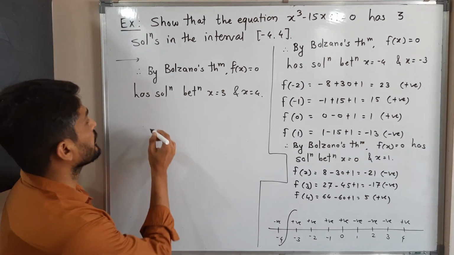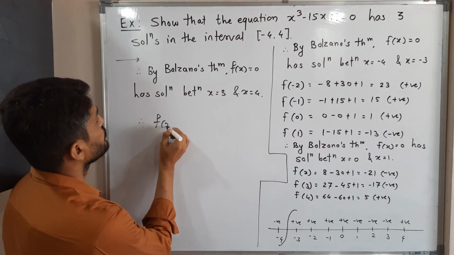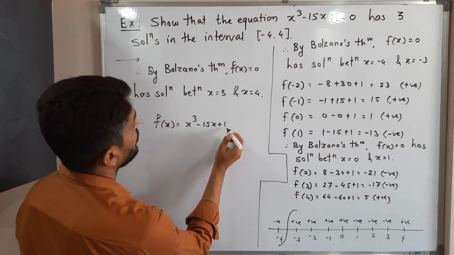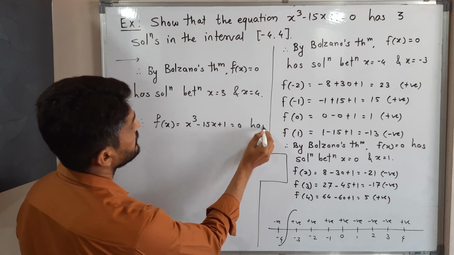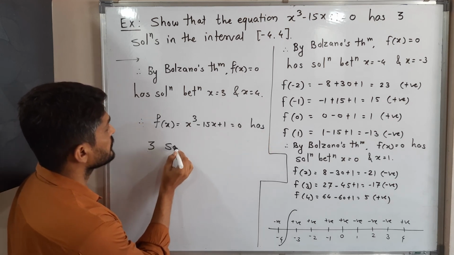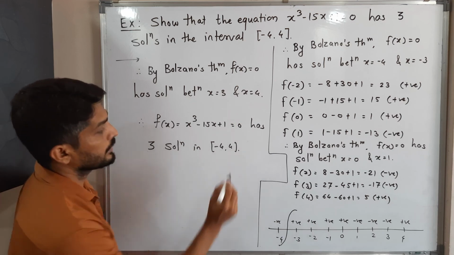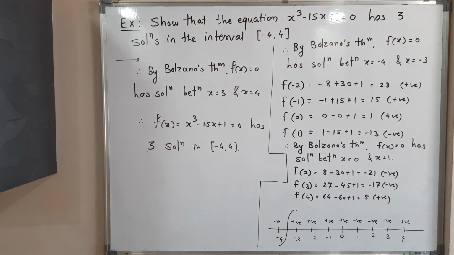So let me mention here, therefore f of x, which is x cubed minus 15x plus 1, is equal to 0, has 3 solutions in the interval minus 4 comma 4. In this way we finish. Okay, make a screenshot of it, then we will stop.